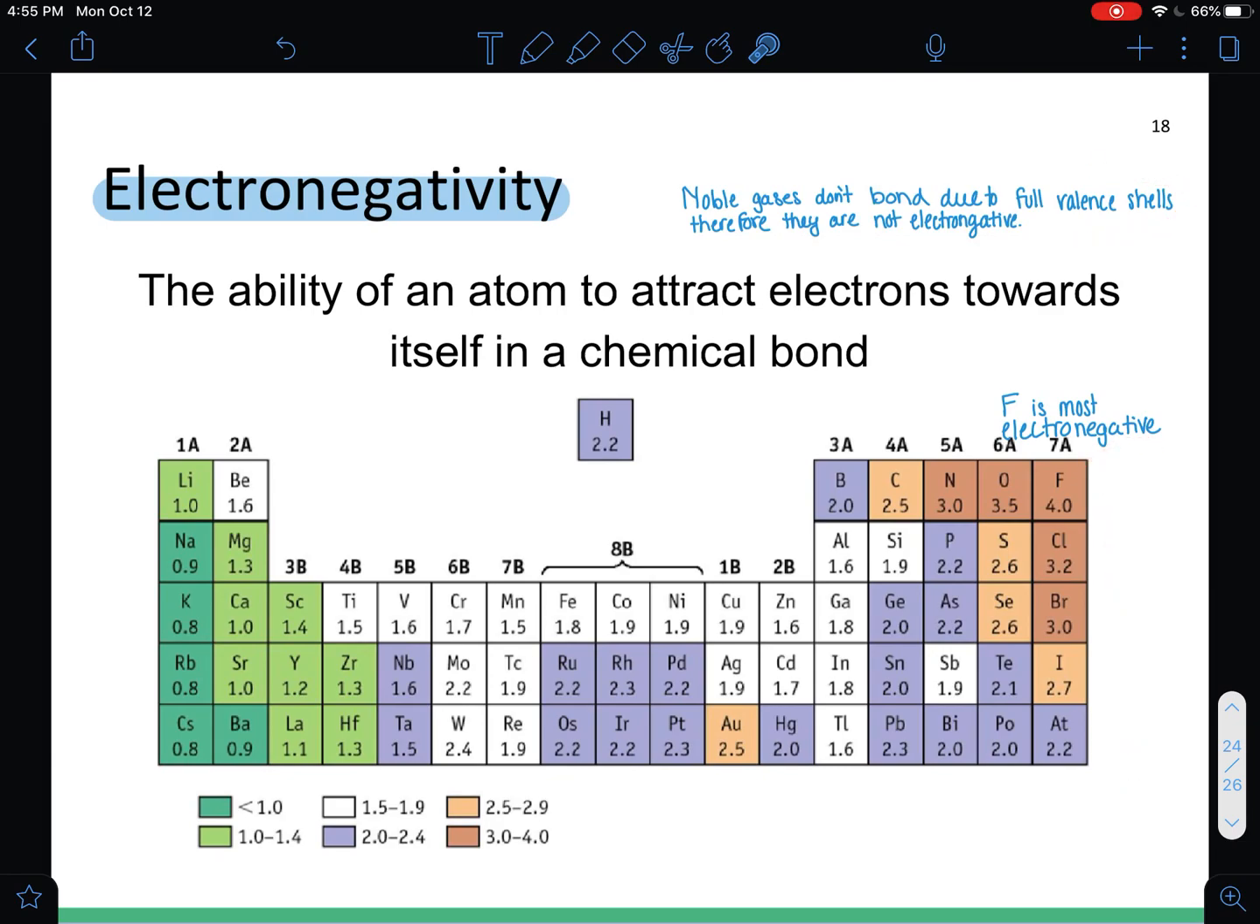So their shells are completely full of electrons, or their valence shell is completely full. So they don't want to bond with anything else. They don't want to share their electrons. Noble gases are thought of as the happy elements because they have all of the electrons they need and they are satisfied. So therefore, they do not have electronegativity values.